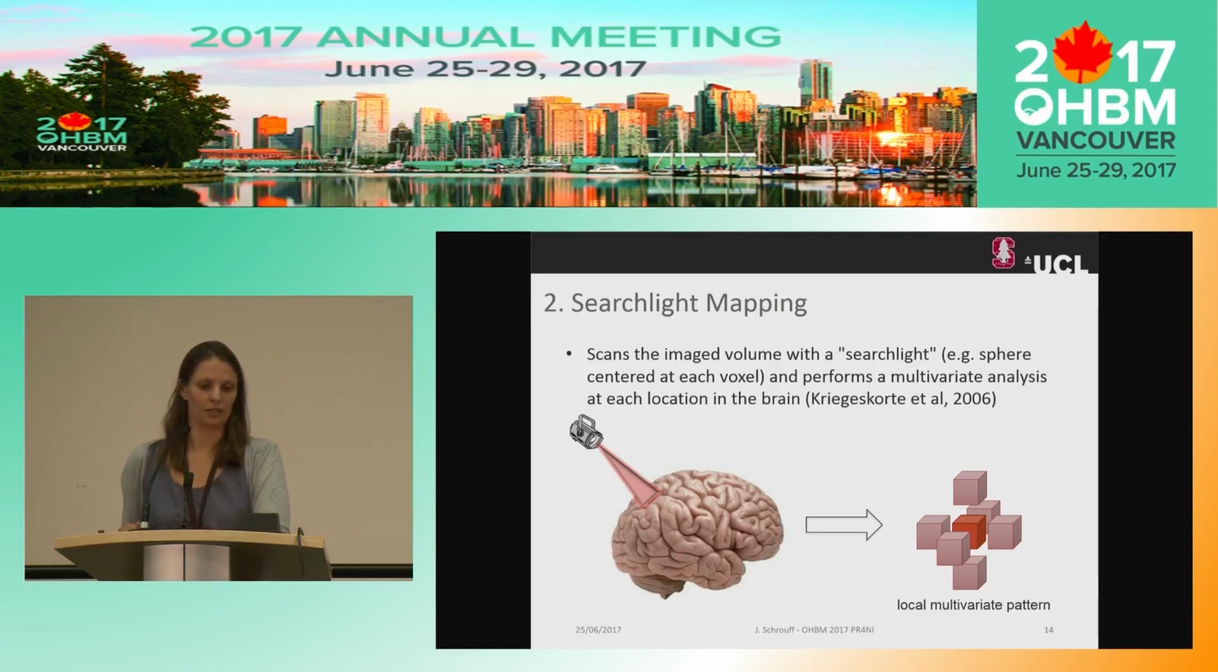That technique can actually be extended to searchlight mapping. They're very related. Instead of choosing a region of interest based on literature, you just take a voxel and you take its neighbors as well. And you build a model based on that. And you replace the weight by an accuracy value for each voxel. So it's really a mapping approach where you get a map of accuracy instead of a weight map.